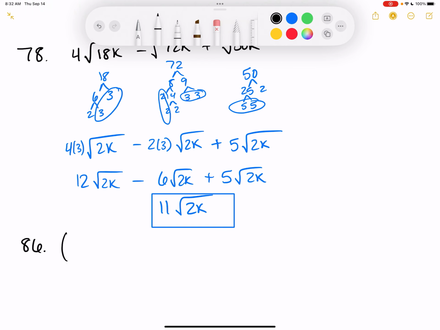86. Square root of 5 plus the square root of 2 times the square root of 5 minus the square root of 2. Does this look like anything that we might know? Would that just be square root of 7 times square root of 3? Those radicals are not the same, so we can't combine them. If it was like the square root of 5 plus the square root of 5, it would be 2 square root of 5.